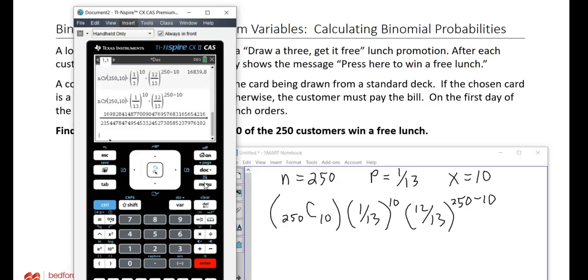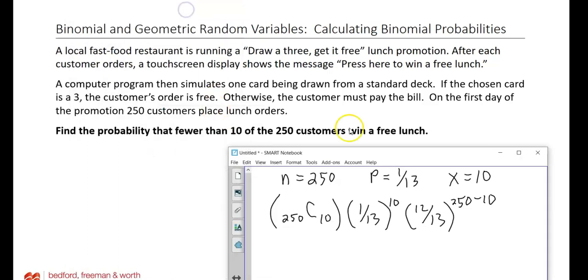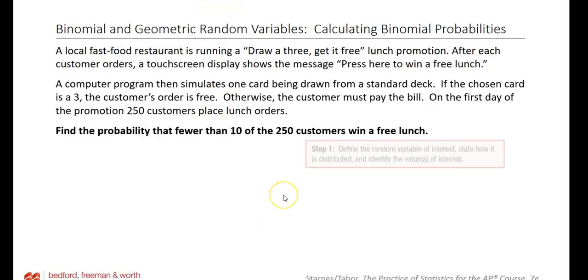One-13th? Yeah. Okay, hopefully that's right. 0.007, so 0.7%. Okay, let's see if that's the right answer. And then we'll do it another way as well.